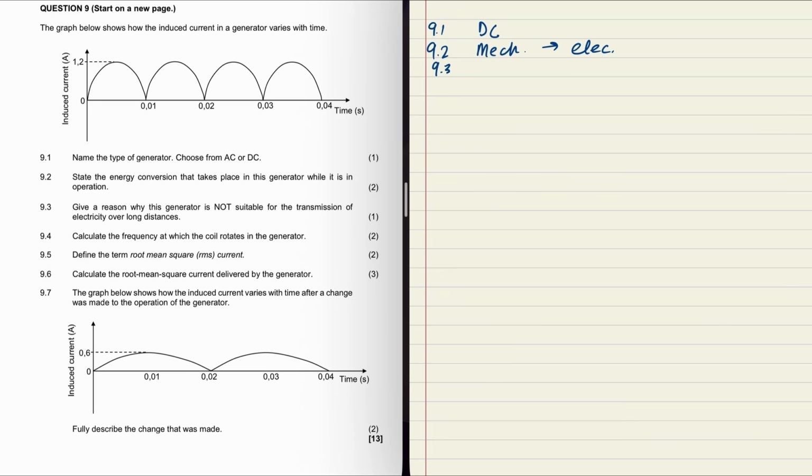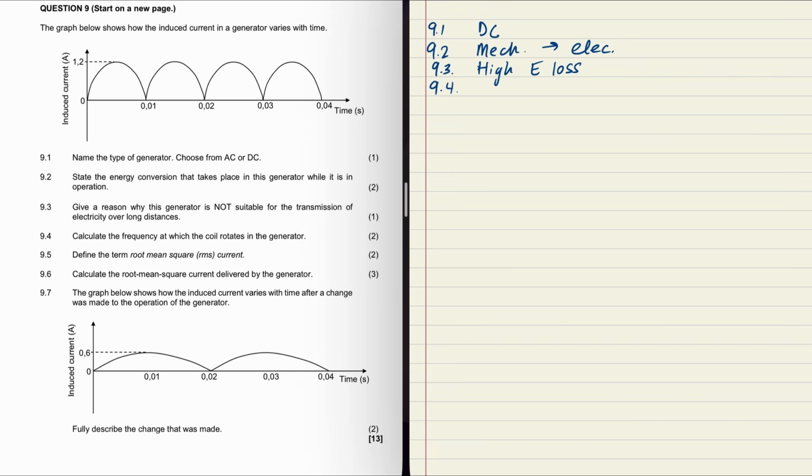Question 9.3, give a reason why this generator is not suitable for transmission of electricity over long distances. This is a theory question. There are actually a few answers, but one of them is that there is high energy loss. So that is one of the reasons why it is not suitable.